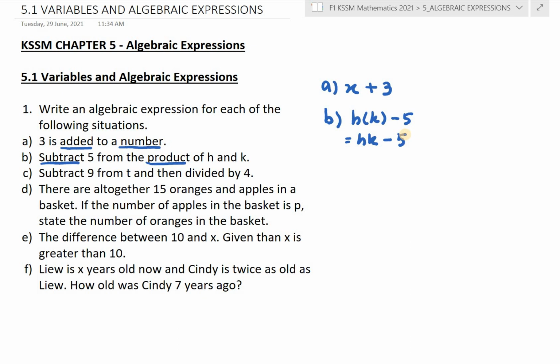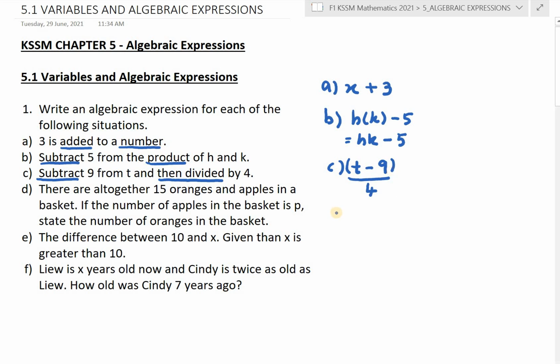For question C, dia kata subtract 9 from T and then divided by 4. Mula-mula dia kata subtract 9 from T, maksudnya T tu dekat depan lah. So for question C, dia tolakkan 9 daripada T. So, T minus 9. Then divided by 4, divided is dibahagikan dengan 4. So, T minus 9 over 4. Means that kita buat T minus 9 first, then over 4. So that is the expression for question C.